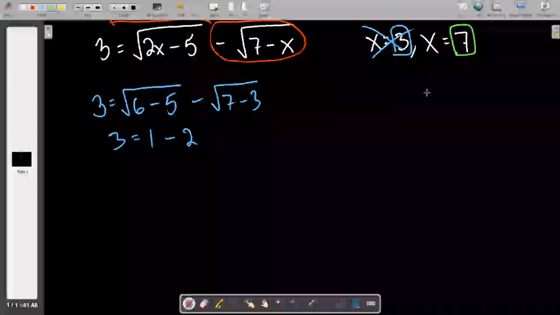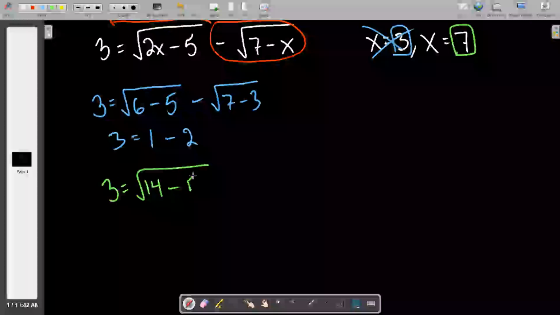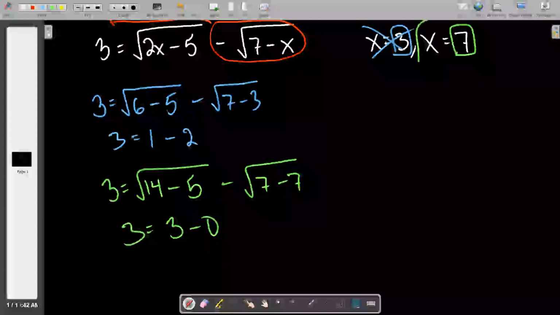I'll write this in green. So it's going to say 3 equals the square root of 2 times 7 is 14 minus 5, and then this square root is 7 minus 7. What is 14 minus 5? Square root of 9. 7 minus 7 is 0. 3 minus 0 equals 3. After all of that, we got one answer. X equals 7. Did you make it?